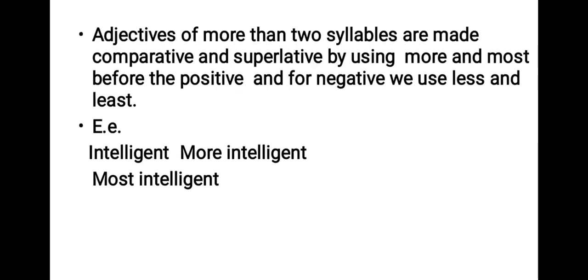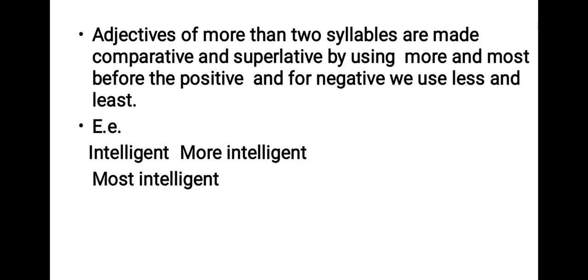Adjectives of more than 2 syllables are made comparative and superlative by using more and most before the positive, and for negative we use less and least. For example, intelligent, more intelligent, most intelligent, or intelligent, less intelligent, and least intelligent. The comparative degree is always used to compare two things. For example, we can say that Ali is more intelligent than Sarah, or Sarah is most intelligent in the class.